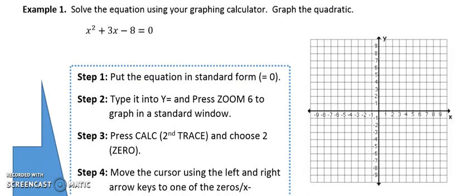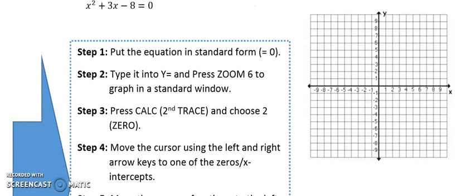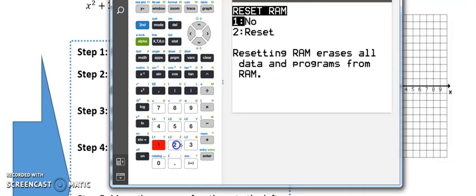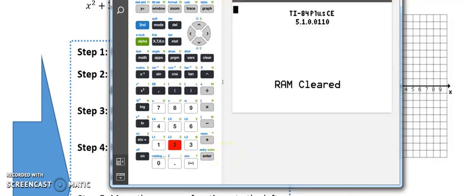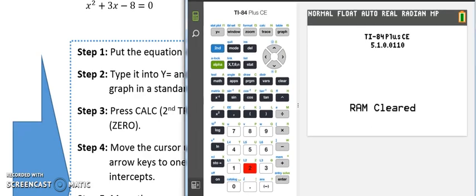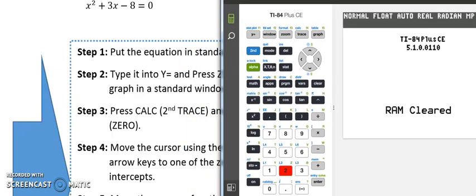Solve the equation using your graphing calculator and graph the quadratic. We have some directions here for you, so please follow these directions. They are here for you for a reason. So I'm going to grab my graphing calculator. I'm actually going to hit second plus 7 1 2. While I do this, I just want to remind you, you can pause the video at any time. You can go back and rewatch sections. I'm going to go at my speed, but remember that you can pause me and you can go back.